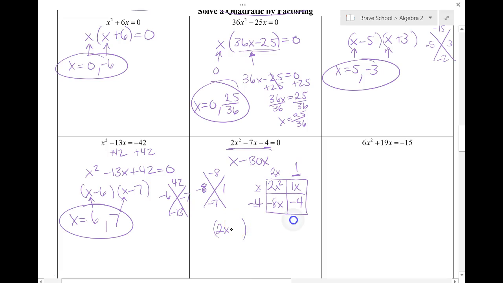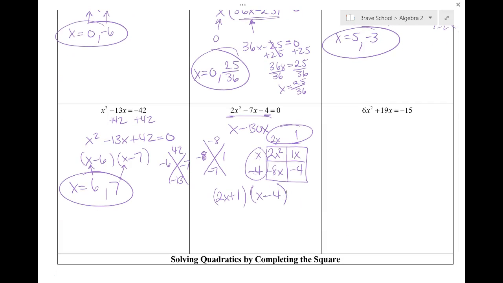Now everything in the factored form will look like this. You take your top two numbers, and it becomes 2x plus 1. That's your first binomial. And then you take the ones on the side, and that'll become the second binomial, x minus 4. Still not done yet. Now we need to figure out what numbers do I plug in here to make these 0.